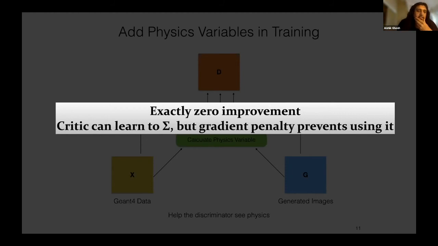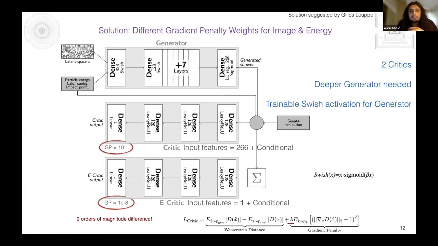But then the question is, do we abandon all the good things that the Wasserstein GAN gives us because of this one problem? Well, we're able to balance both the requirements. So we've come up with a slightly different architecture where we have two critics instead of just one. The first one does the same job as before. It looks at the entire image and tries to estimate the Wasserstein distance. But the second one only looks at the total energy.